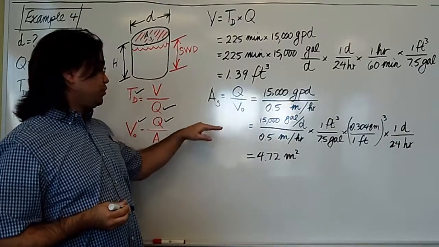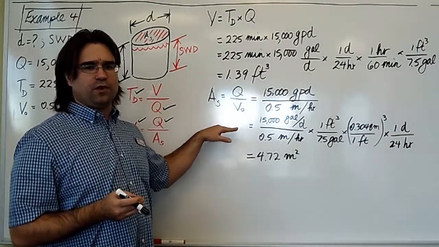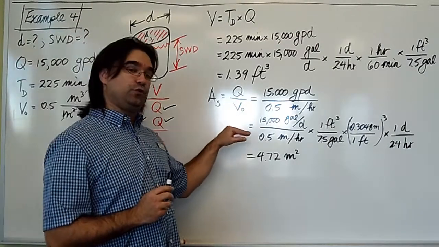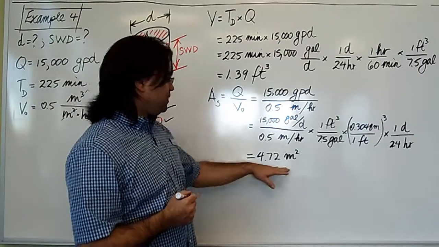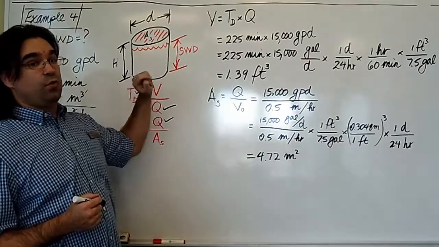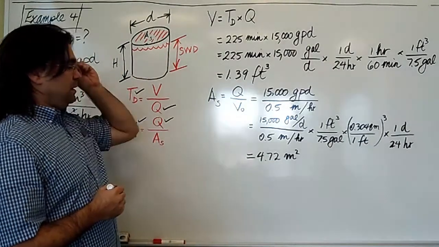Now, if you're unsure about this step here, and I recognize that I've gone through this fairly quickly, don't hesitate to make an appointment with me, and I'll be more than glad to go over this with you. So the answer we get here is that the surface area of this water is 4.72 square meters.